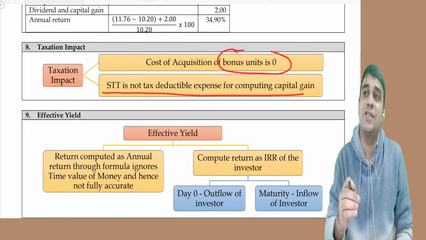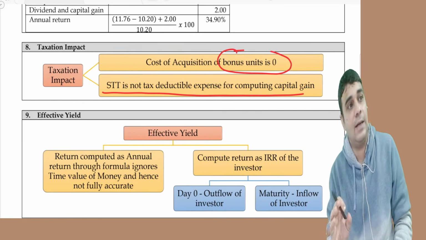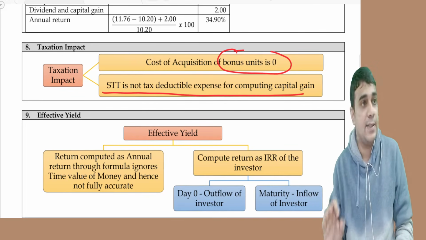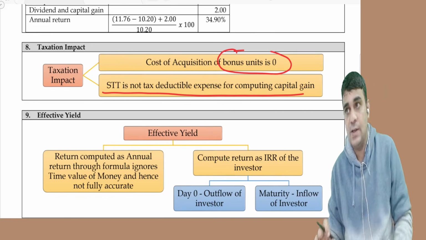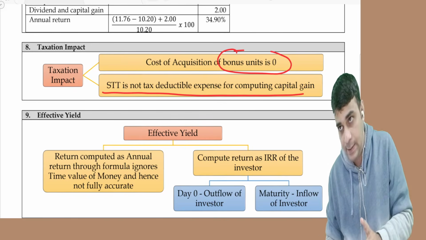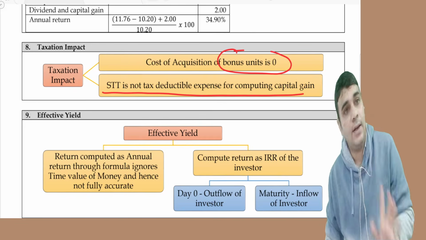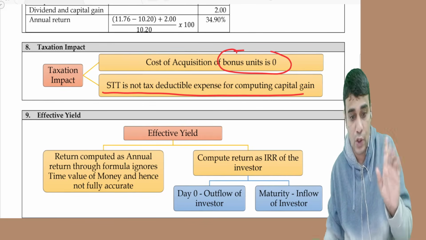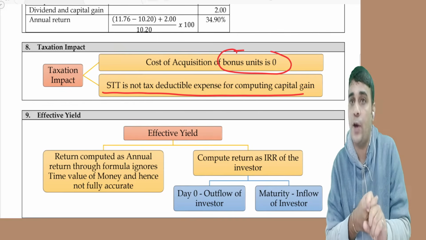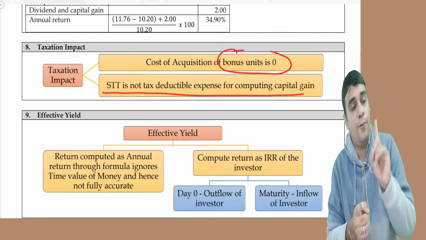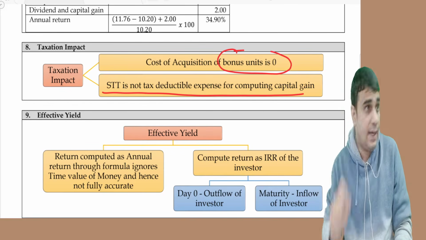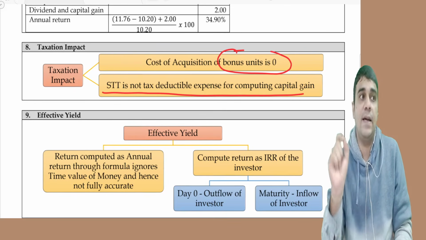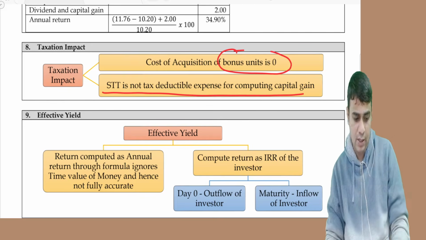So STT is not a tax deductible expense for your calculation of capital gain. It will not be a tax deductible expense. So I have to calculate capital gain, and I have to calculate tax on capital gain. Any doubts till this? Bonus units, cost of acquisition is 0. And for your capital gain computation, securities transaction tax will not be considered as a deduction. Any doubts on this? Now let's get back.